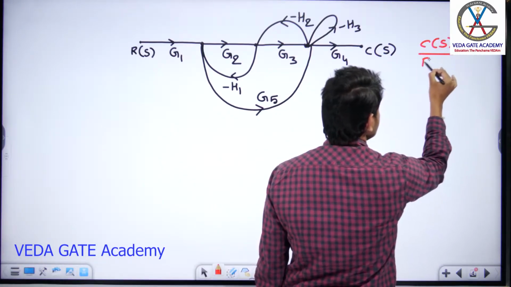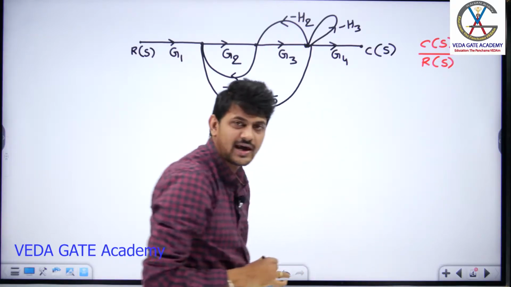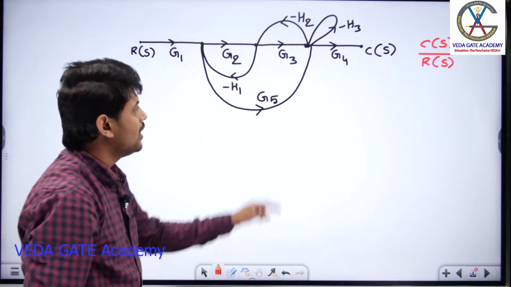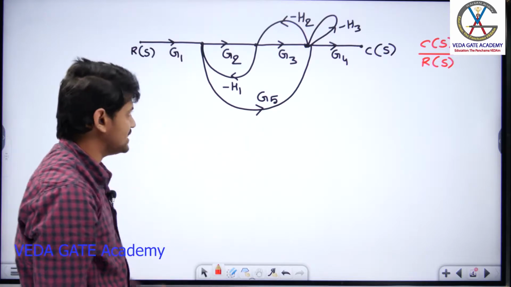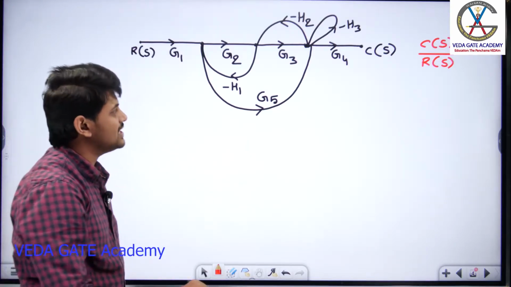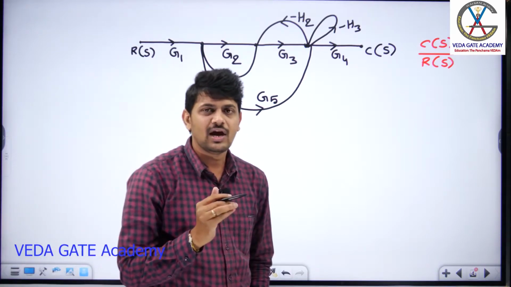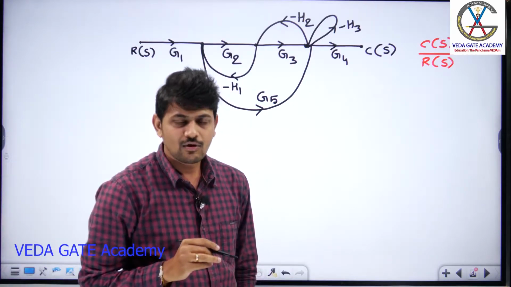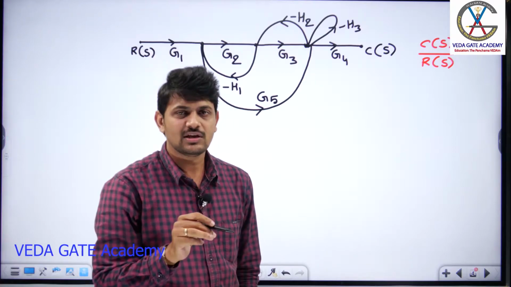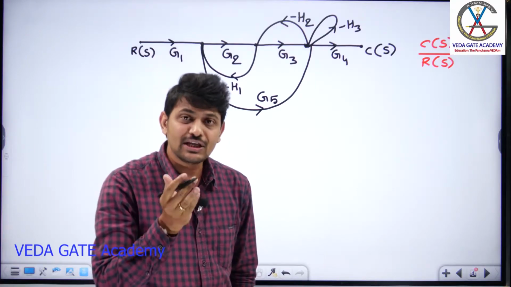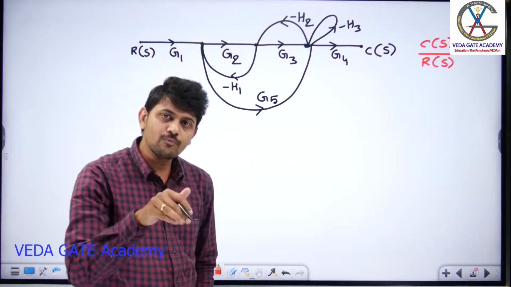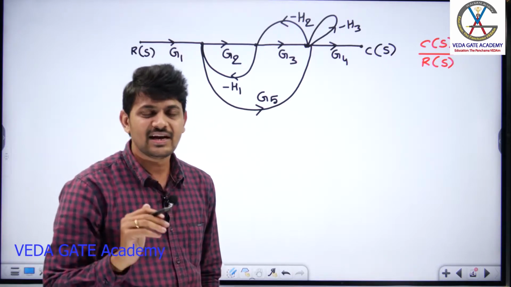So what we need to calculate in this question, guys? We need to determine the ratio of output, C of S, by R of S. Let me see what is C of S and what is R of S. Generally, in signal flow graph terminology, we have a term called node. The purpose of a node in a given signal flow graph is to represent input, output, and some variables which are assigned in the system.